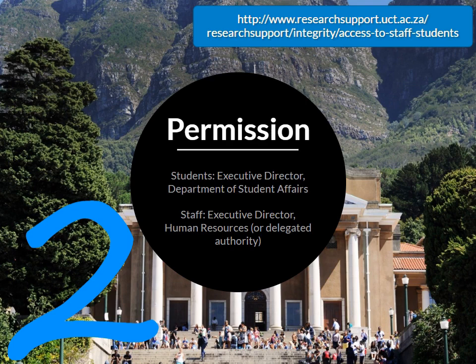If you would like to access staff or their data, you will need to contact Human Resources to seek their permission. You will need to complete the HR 194 form and submit your ethics approval letter from your faculty or departmental research ethics committee. If you are interested in using both UCT staff and students, you will need to get in touch with both DSA and HR.